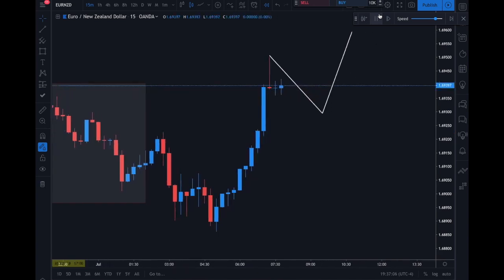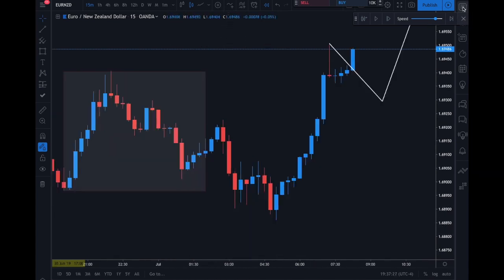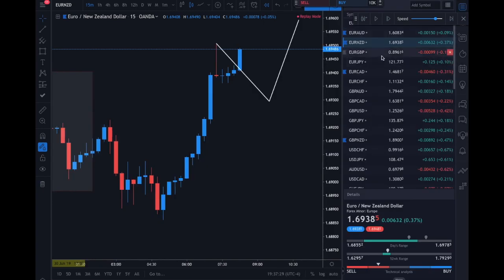So remember, what I tell you guys is the pattern and the timing are the most important things. Everything else is just extra tools. So here's the pattern, there's the timing. Keep it simple, guys. Don't overcomplicate it.